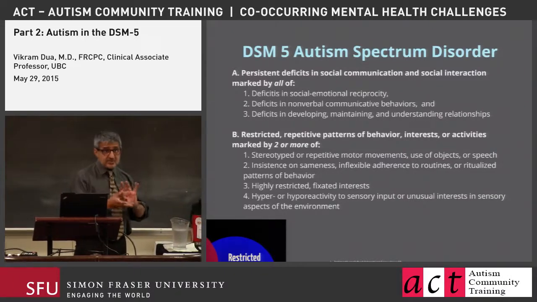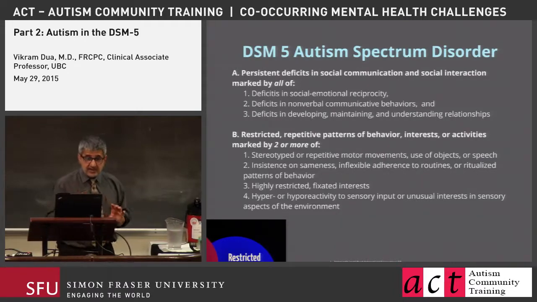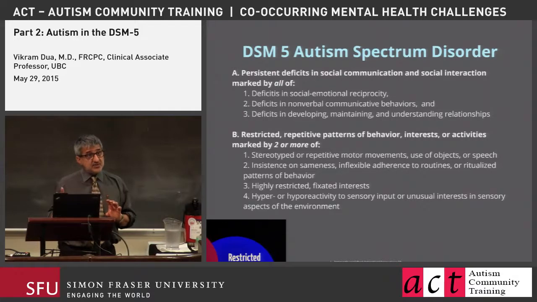Now, they changed the criteria a little bit in order to incorporate some of the developmental concerns, and we could talk about that if that comes up. But the overall idea here is that clearly you need to have these restricted interest and repetitive behaviors in order for us to call this autism.